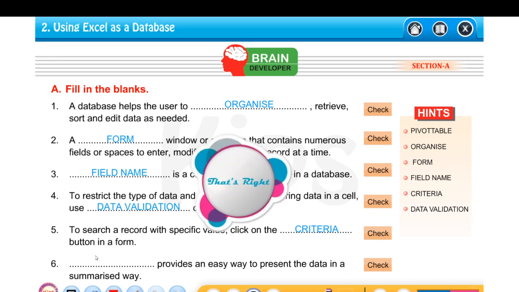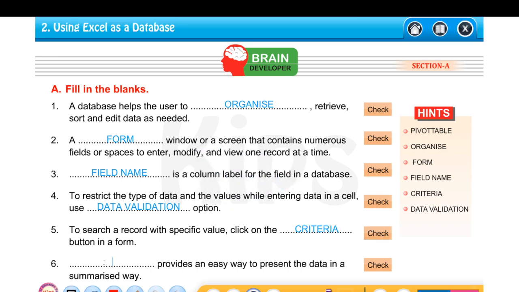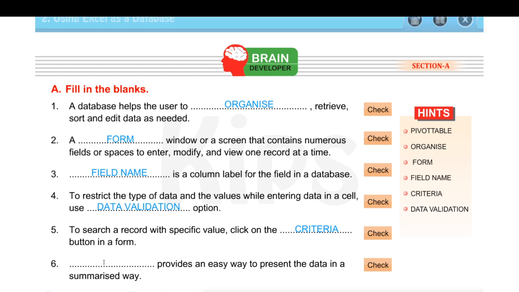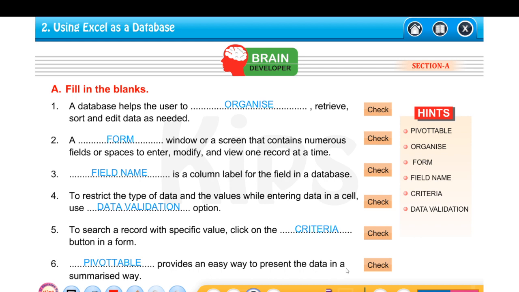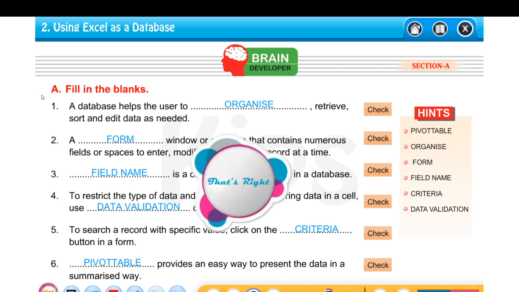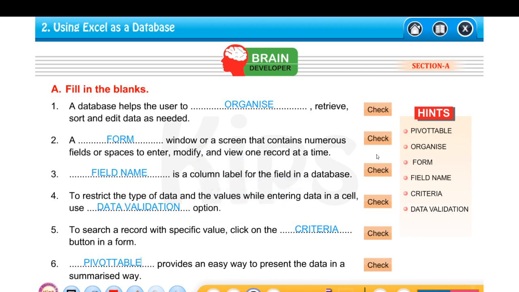It is also correct. Now the last one: dash provides an easy way to present the data in a summarized way. So definitely, children, it is pivot table. This is pivot table. Now when you click on this, it is also correct. Now let's move on to the next part.